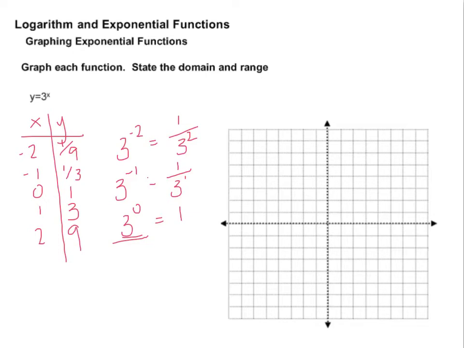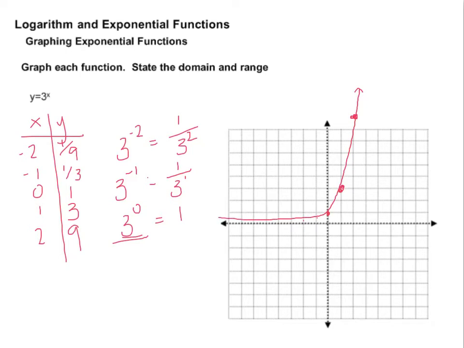So when we're at -2, we're at 1/9. That's just a little bit above the x. We're at -1, we're at 1/3. 0 is at 1. 1 is at 3. And 2 is at 9. So that's going to be about one value up off of our graph here. And now we're going to connect this.